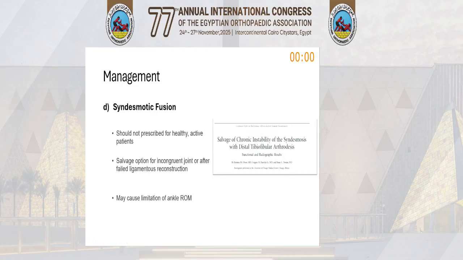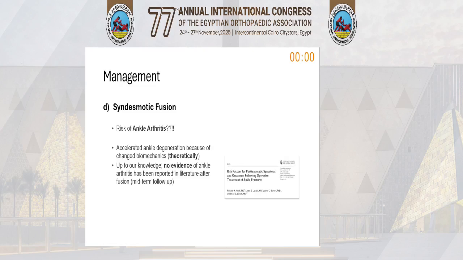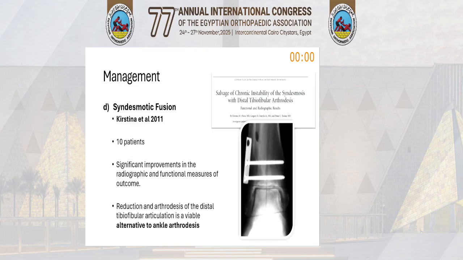What about the syndesmotic fusion? There is a role of syndesmotic fusion in chronic syndesmosis instability. Yes, but it shouldn't be prescribed for a healthy active patient. We should consider it as a salvage option for incongruent joint or after failed ligamentous reconstruction, and it may cause limitation of ankle range of motion with theoretical risk of ankle arthritis. But the accelerated ankle degeneration because of changing biomechanics is still theoretical. To our knowledge, no evidence of ankle arthritis has been reported in the literature after fusion in the midterm follow-up results.